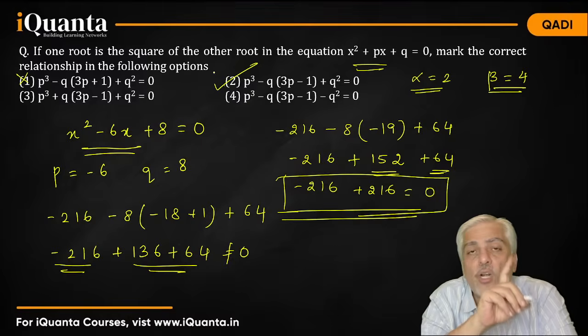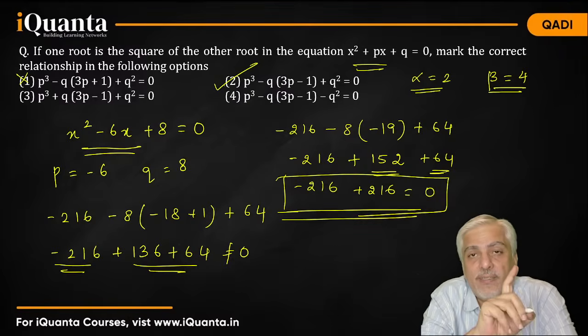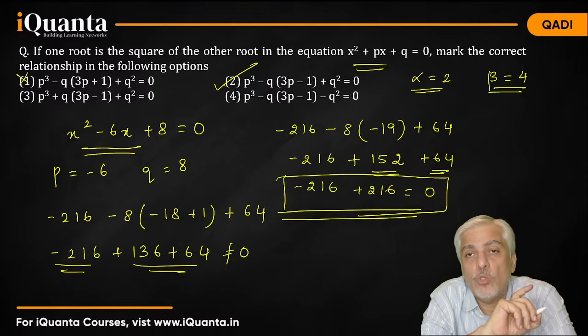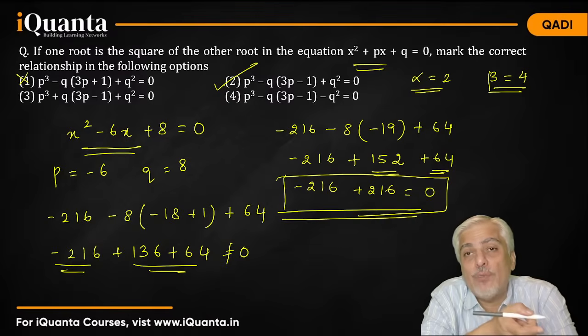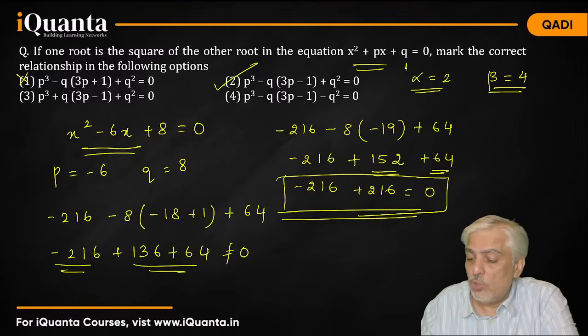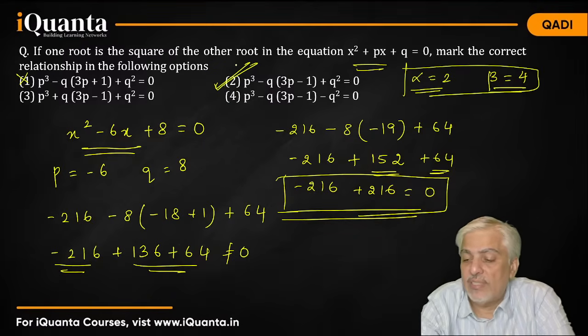Okay, why did I not take 1 and 1 square? Let me explain. With 1 and 1 square you can go wrong, because 1 and 1 square also can be taken when alpha is equal to beta. So that can be a problem, and that is why I will avoid 1 and 1 square. In the exam, I will choose 2 and 4 and I got the answer, and that is why the second option is the answer.